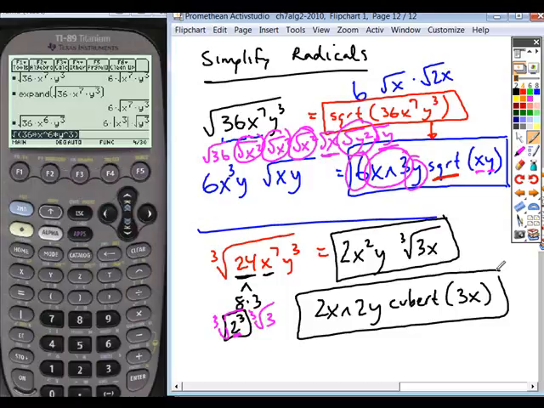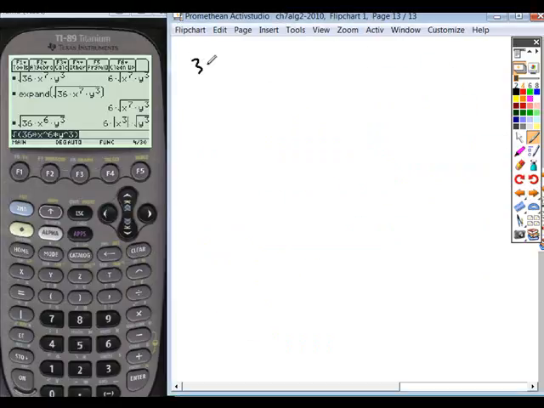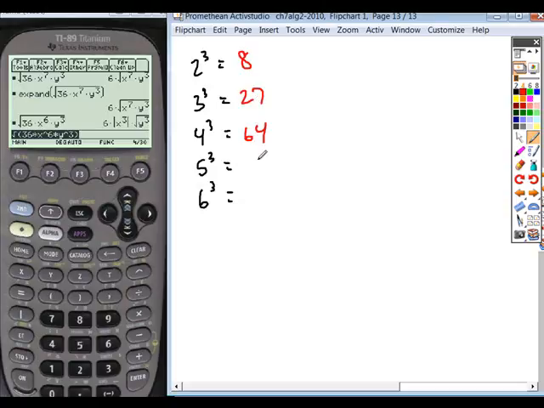Because 8 is a perfect cube factor. Remember, these are the perfect cubes that you should be aware of: 2 cubed is 8, 27, 64, 125, 216. These are the ones that will commonly be used.